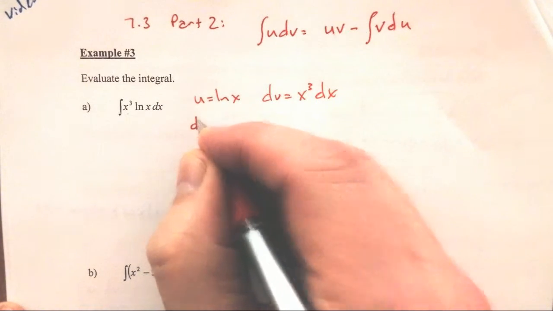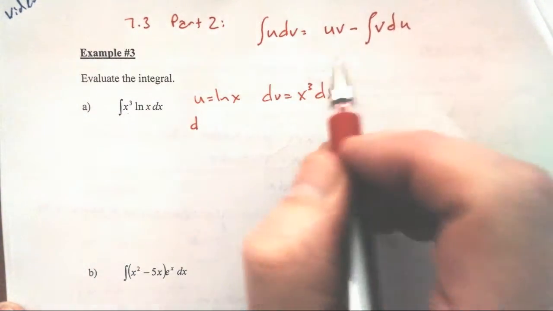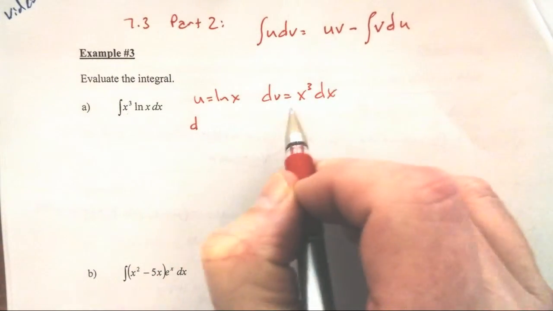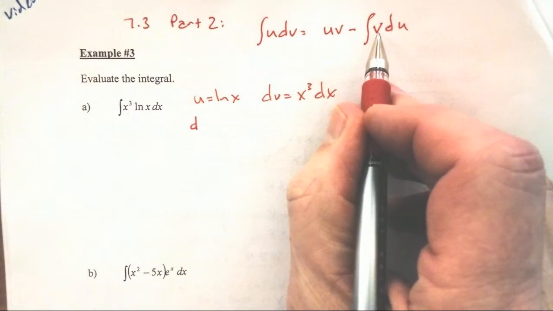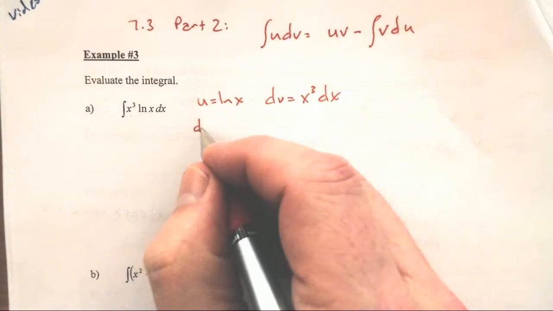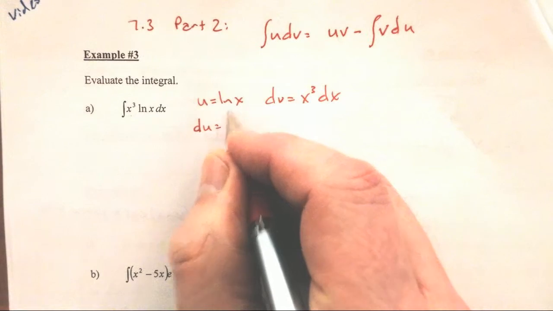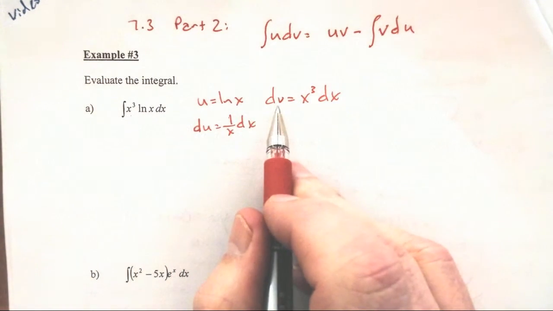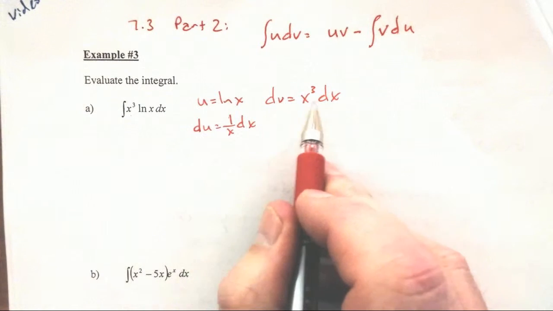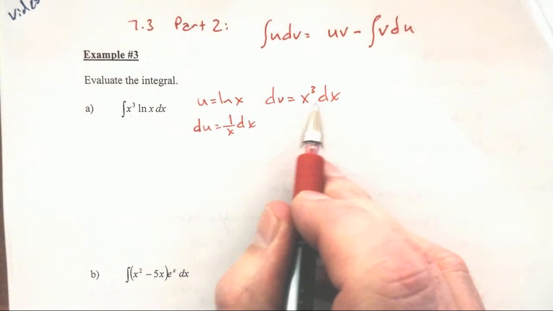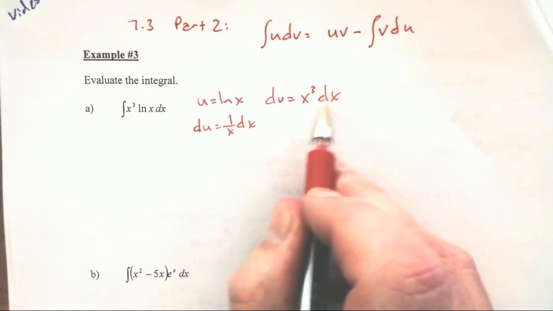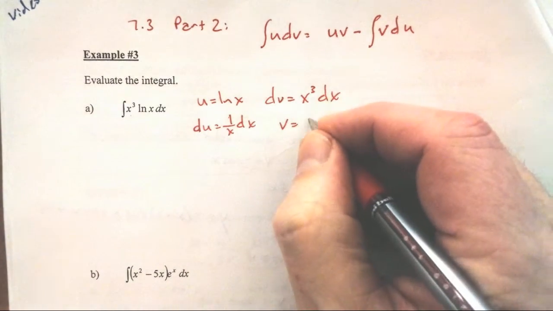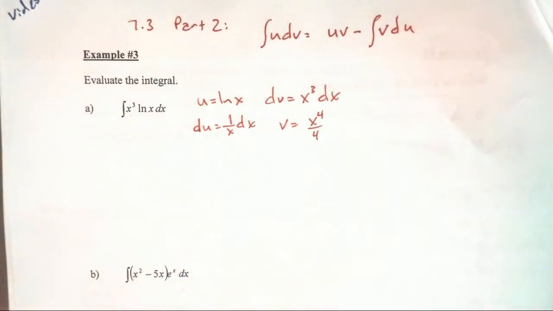Now I need to find du, because I got to know du along the way. What do I need to know? I need to know u. Got it. Need to know v. Don't have it yet. Need to know v again. Wow, I really need to know v. And I need to know du. So du is the derivative of ln x, 1 on x dx. This is the derivative of v. I need the antiderivative of this. So v is the integral of x to the third, that is x to the fourth on 4.